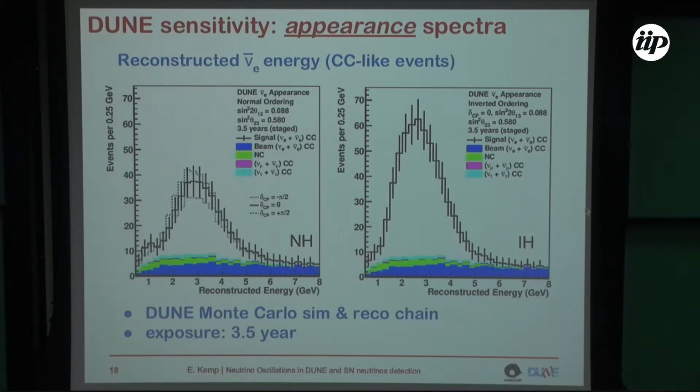In each of the two cases, the minimal plan for the data taken in DUNE is 3.5 years in each mode. Of course, there are plans for 10 years, 15 years, but this is the minimum that is being considered for taking data in both modes. Again, here we can see that the shape cannot give you very clear information, but the rates in the two modes, in the case of normal and inverted hierarchy, are totally different.